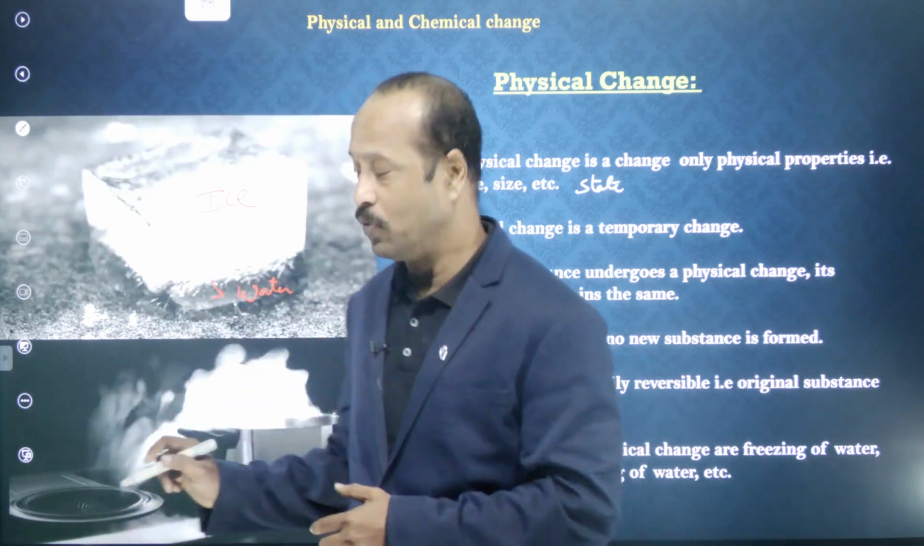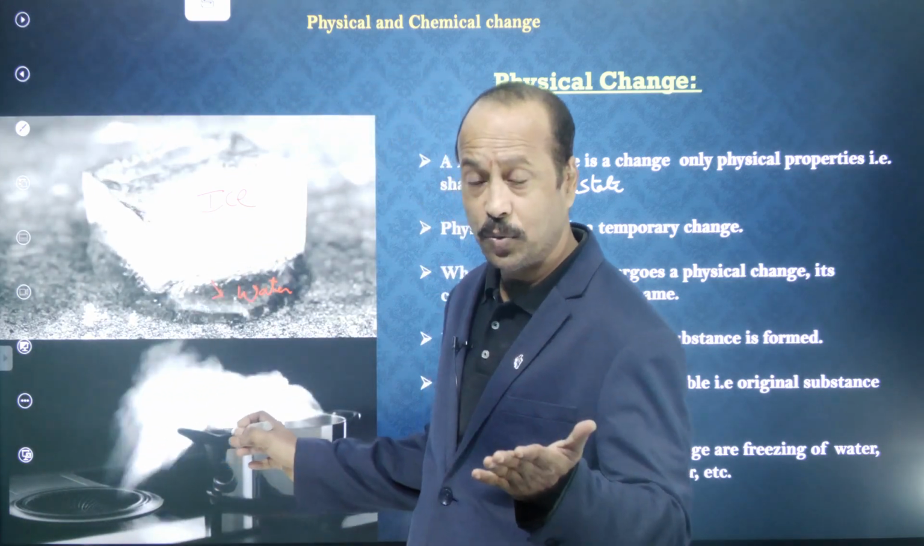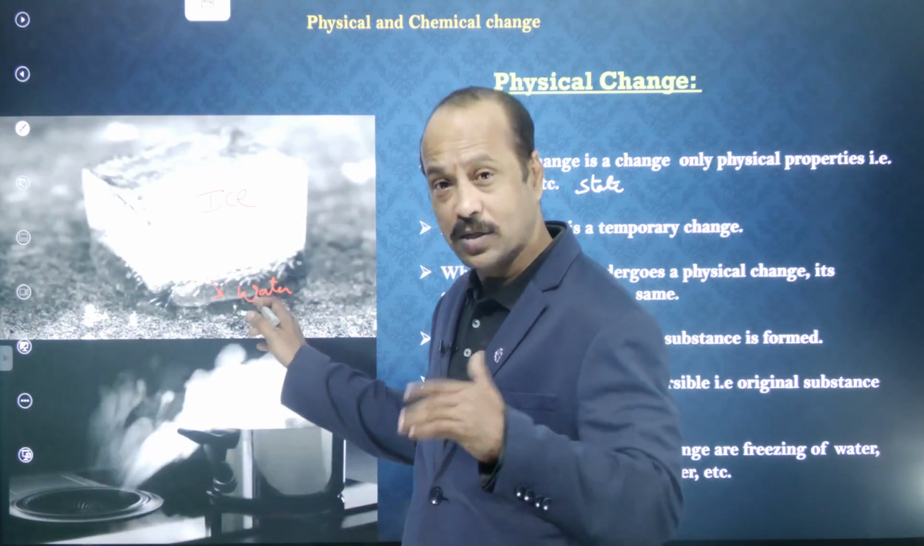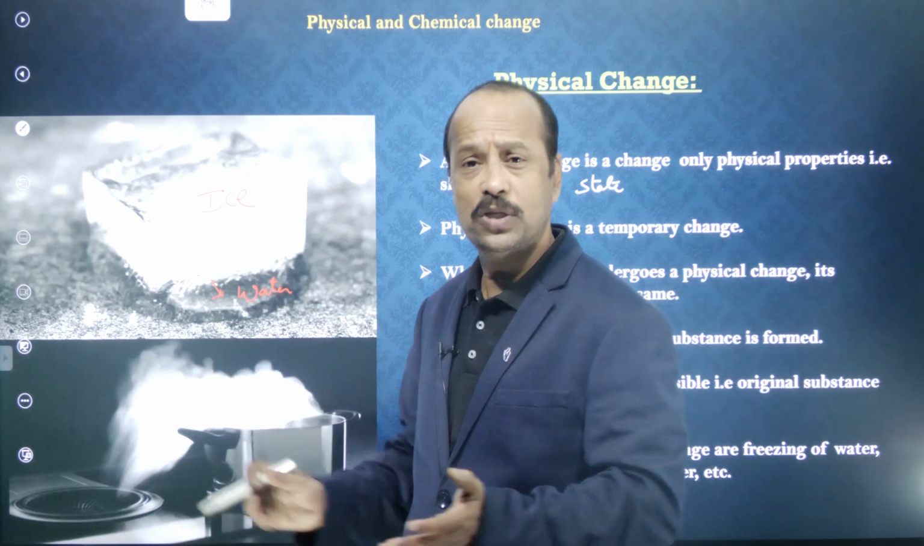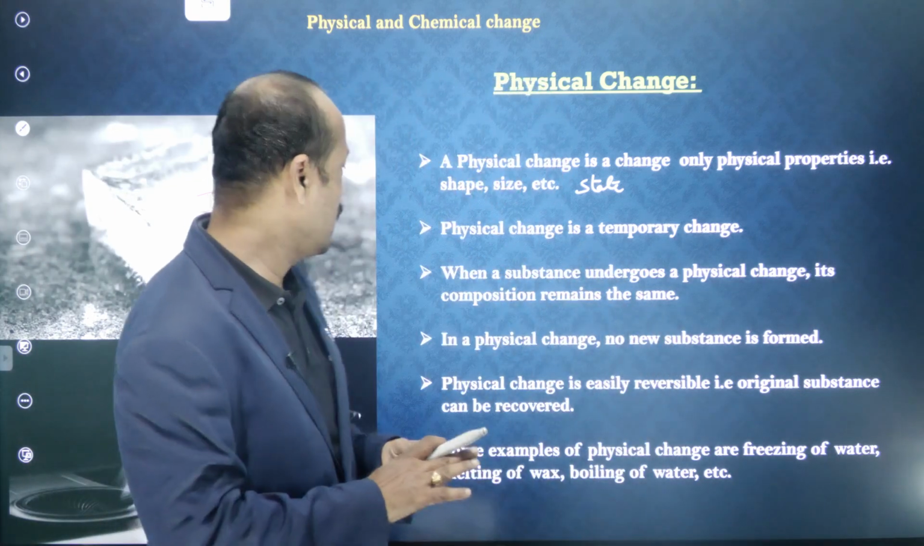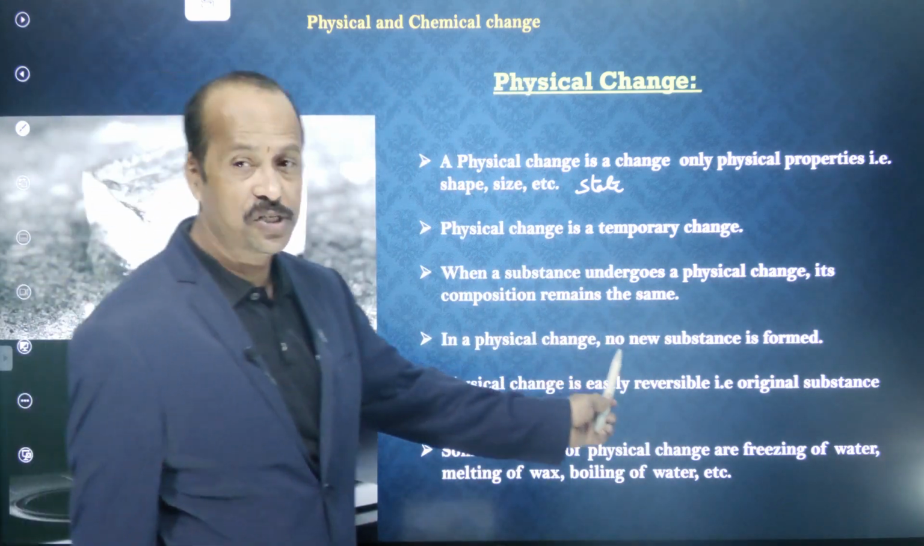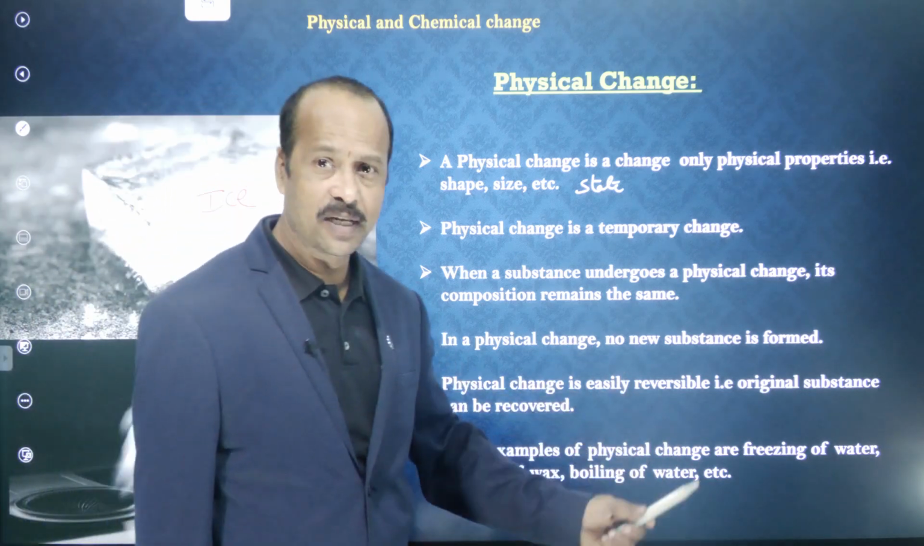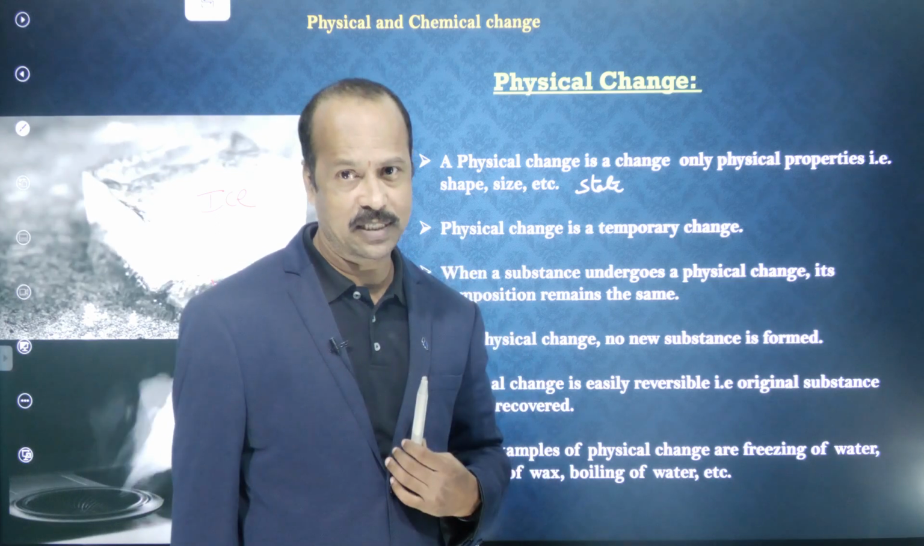So here also if you take the water form, just now we said, water formula is what? H2O. Water vapor formula, again H2O. Water formula, H2O. Ice formula, H2O. So there is no change in the composition, right? A physical change, no new substances forming. And a physical change is easily reversible. Reversible means what? Again coming back to its original state.